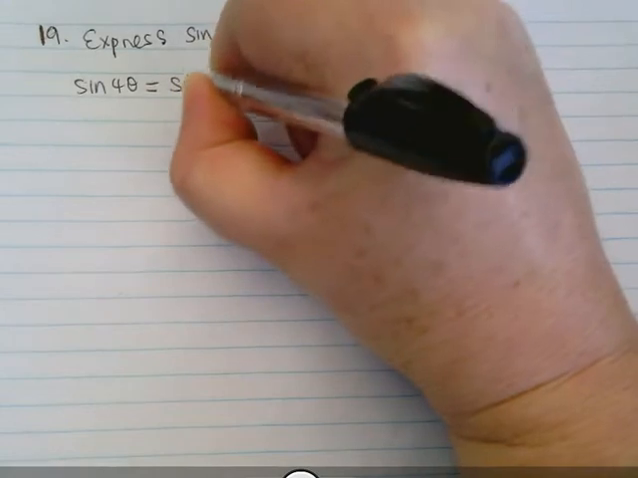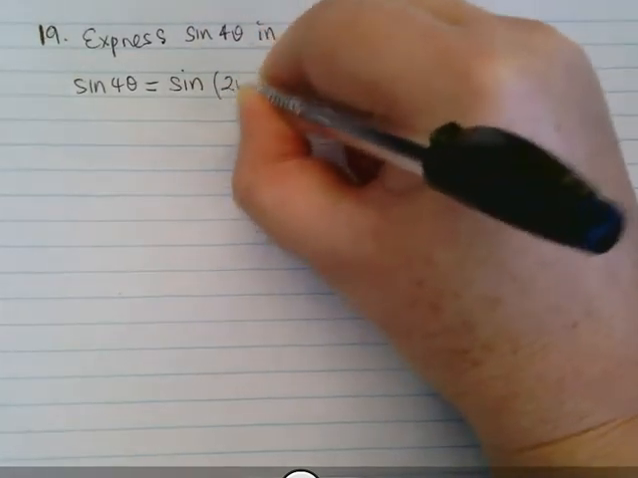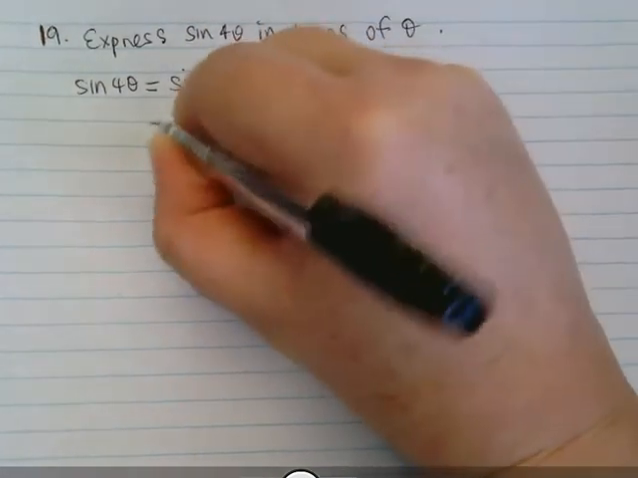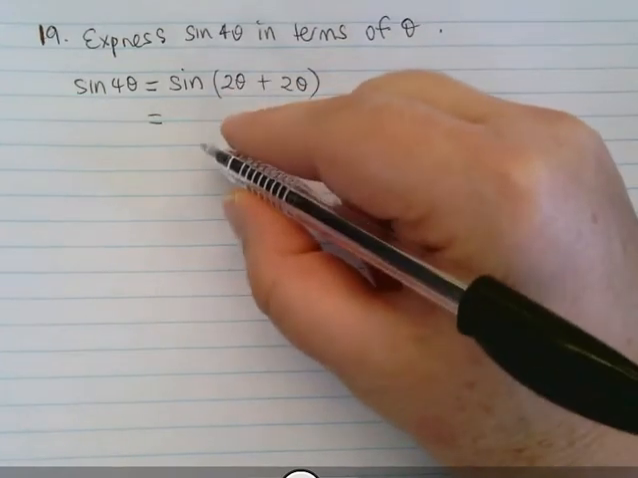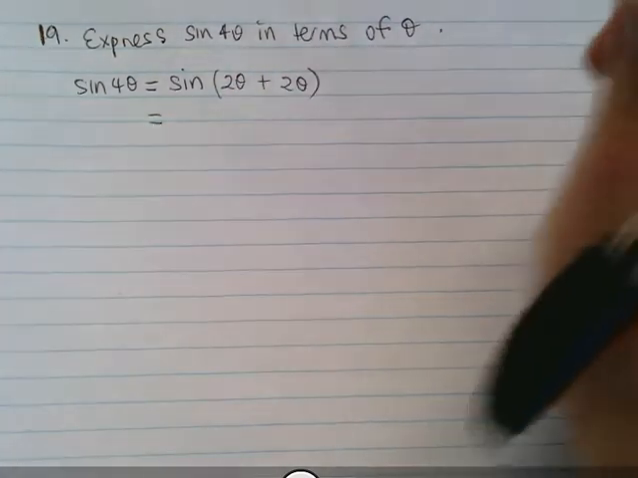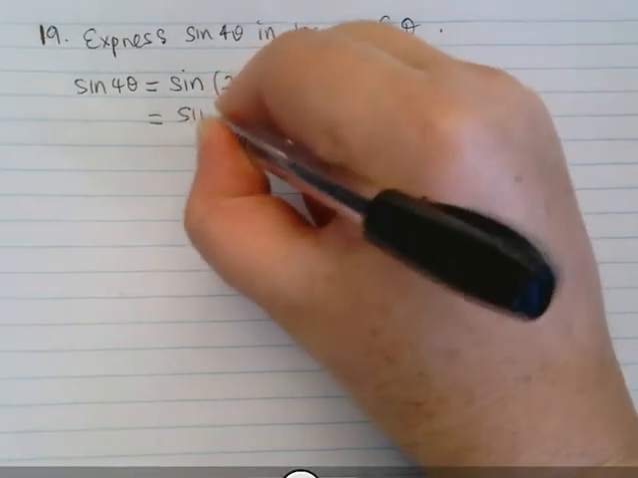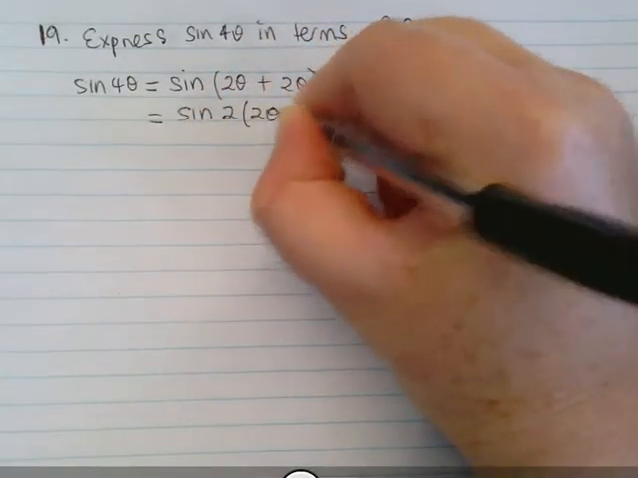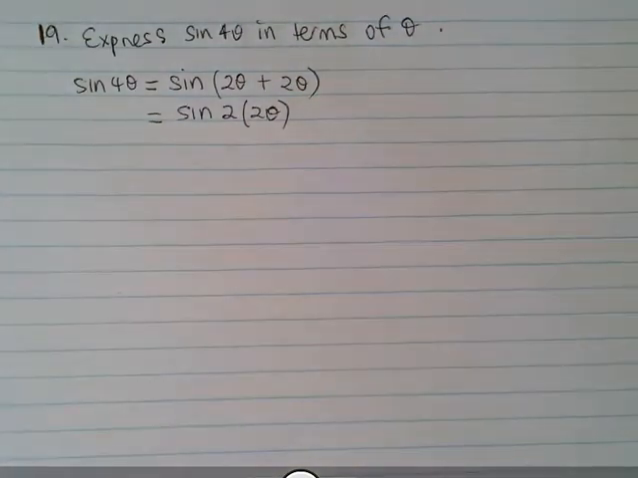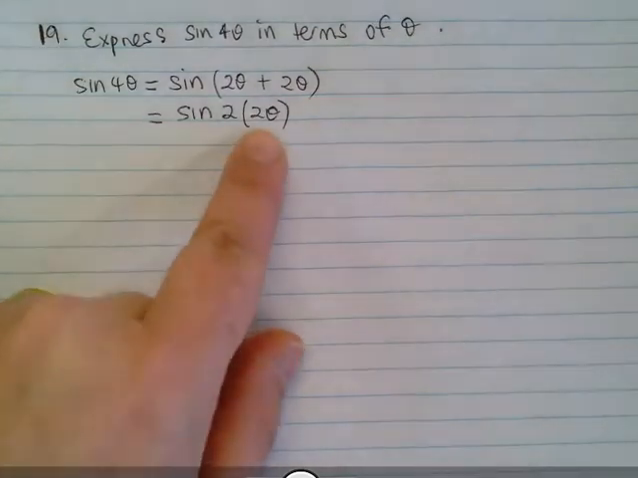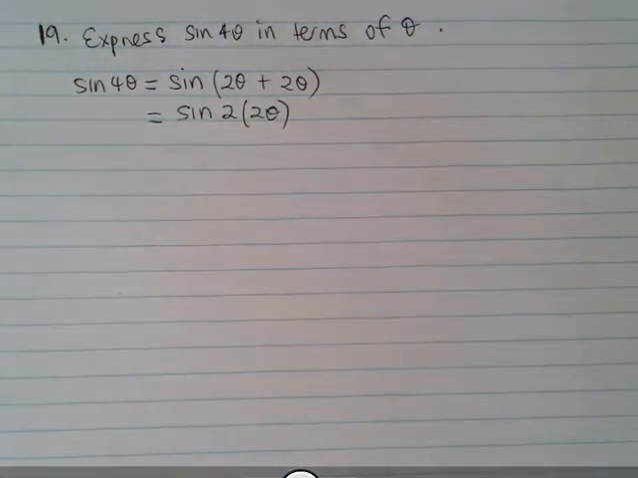Express sine 4 theta in terms of theta. So what do you think you would do? Sine of 4 theta equals sine of, what do you think? 2 theta plus 2 theta. Now, why don't we do it another way? Yeah, I can do that expansion, but why don't I do it as sine of 2 lots of 2 theta? Are you okay with that? So pretend this 2 theta is my theta.